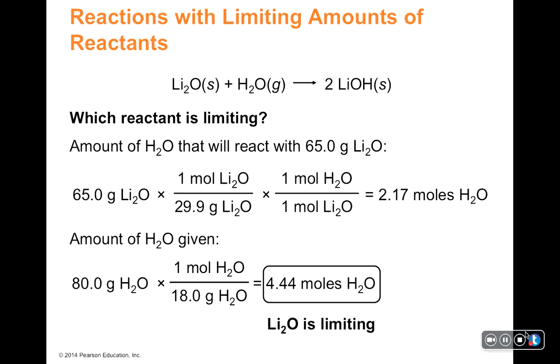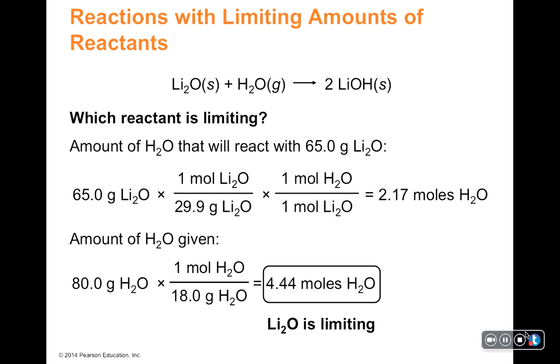That comes from the balanced chemical equation. And you set it up so that the moles of lithium oxide on the top from before, from the first conversion factor, cancel with the moles of lithium oxide in your second conversion factor. They leave you with moles of water on the top. And the answer there you see is 2.17 moles of water. So if we have 65 grams of lithium oxide, we would need 2.17 moles of water to react with it.